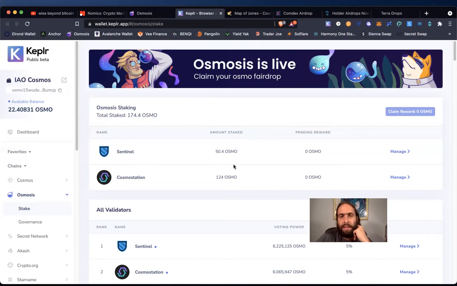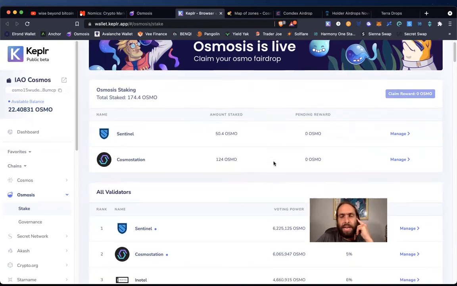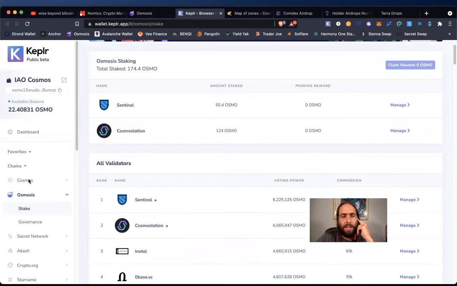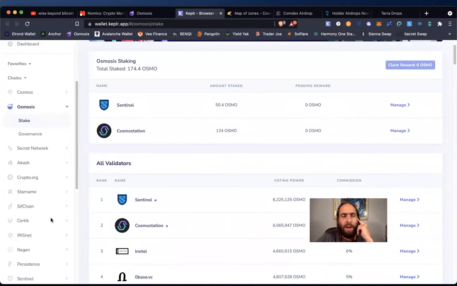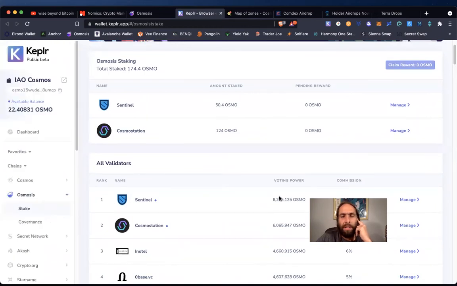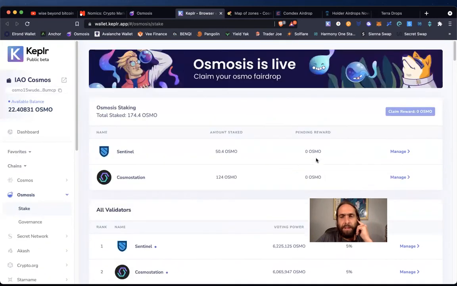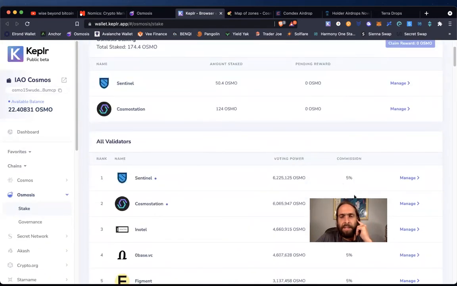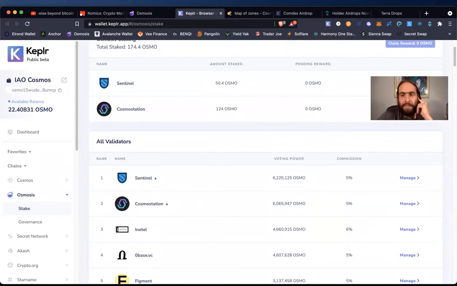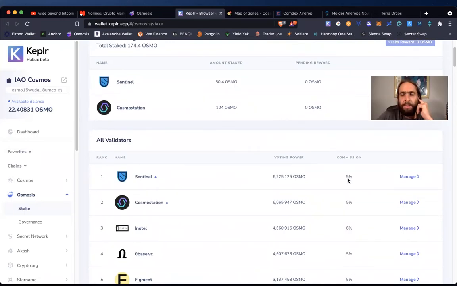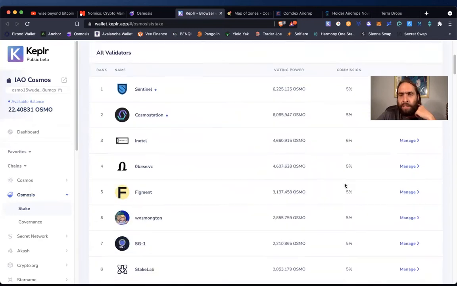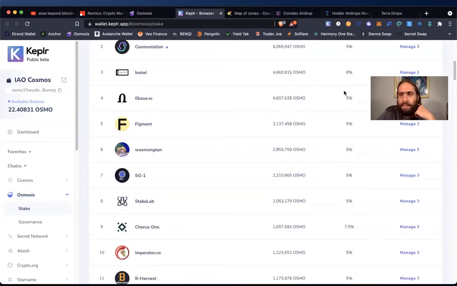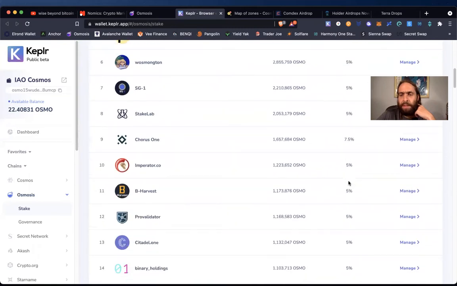And if you want to click a validator when you are staking, and this goes not just for Osmosis, but Cosmos, Secret Network, all of these on the Keplr wallet, they'll have similar features. You'll see that there is a commission. The commission is a percentage of the rewards that you get. So for the reward that comes to you, Sentinel would take 5%. And you can see here that it doesn't vary too much. Some take 6, 7.5%, most are 5.